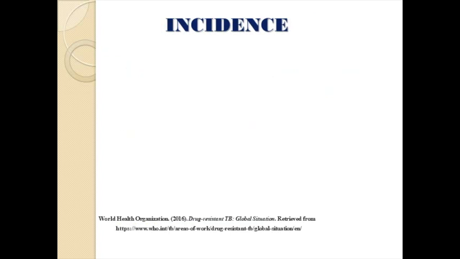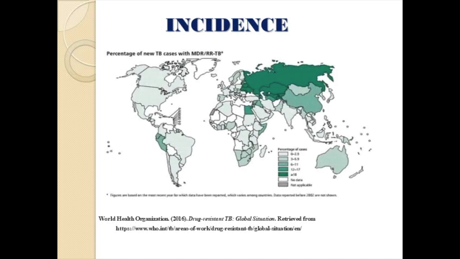Incidence. Cases of drug-resistant tuberculosis have been reported all over the world. However, certain countries such as China are particularly more affected by this type of tuberculosis. As shown in this map by the World Health Organization, out of all new reported cases of tuberculosis in China, 12 to 17% are drug-resistant tuberculosis. This is significantly higher compared to other countries such as the United States, where the incidence of drug-resistant tuberculosis is 0 to 2.9%.